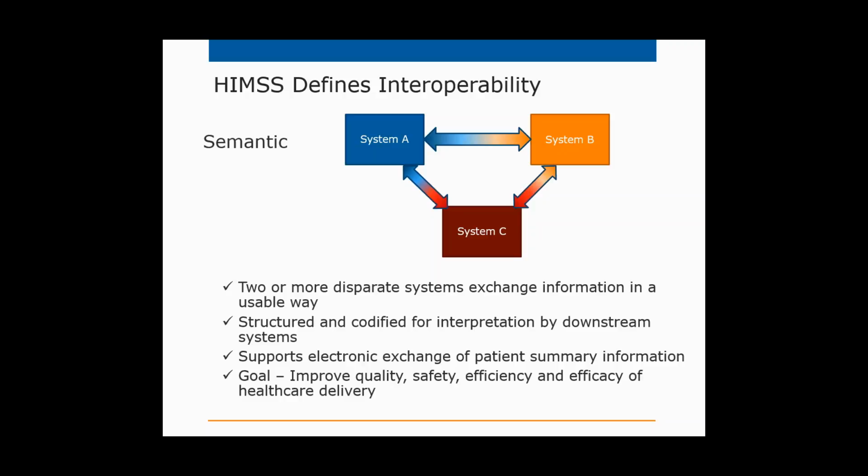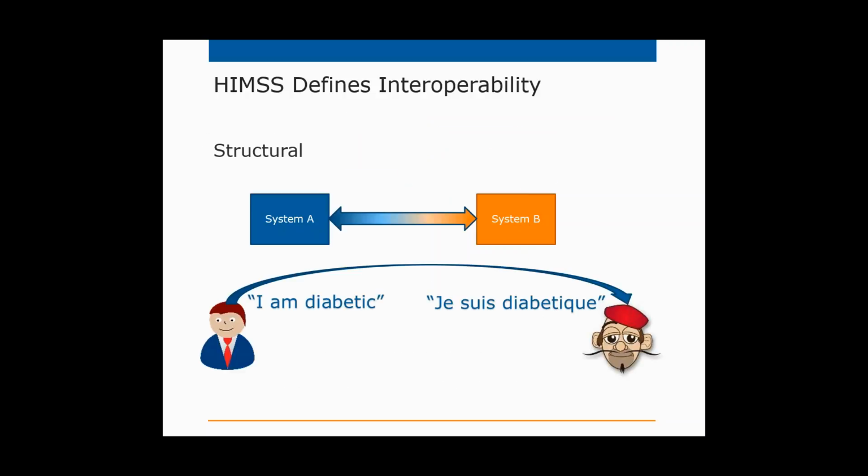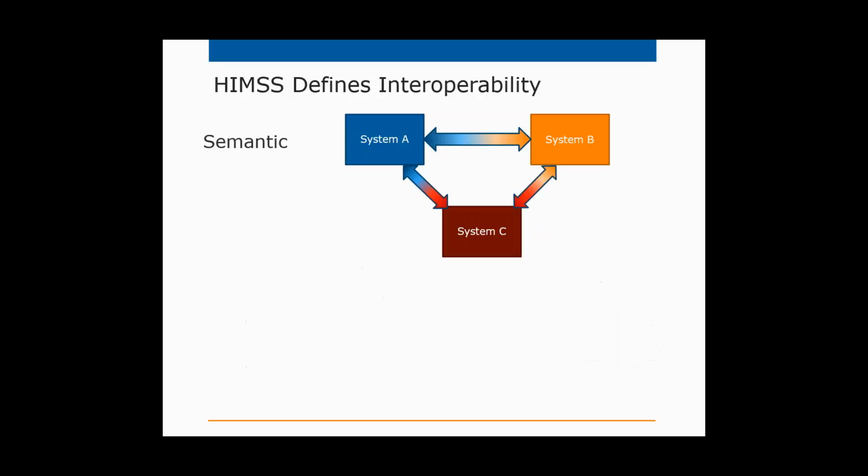And the goal, of course, is to improve the quality, safety, efficiency, and efficacy of healthcare delivery. Okay, so that is what we're working toward here. Now we've talked about our three types. We have our foundational, which is really just one way. The recipient doesn't really need to understand it. We're just sending it. And we have our structural, where both sides will understand.